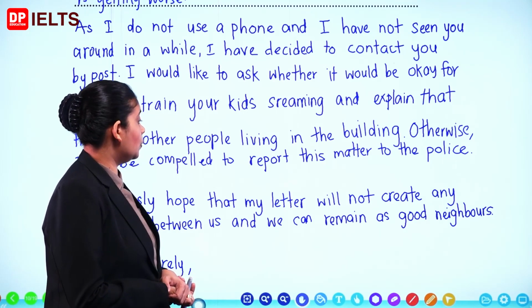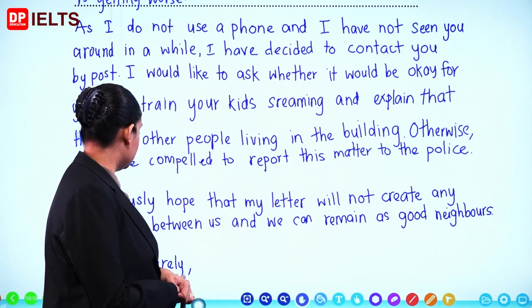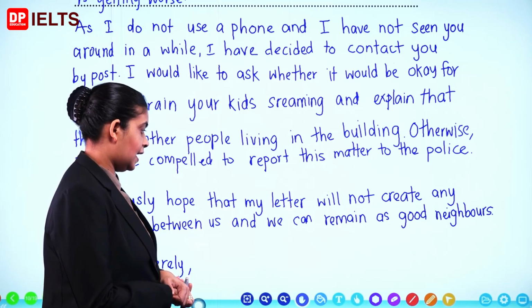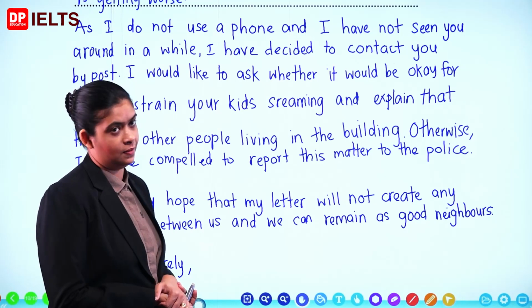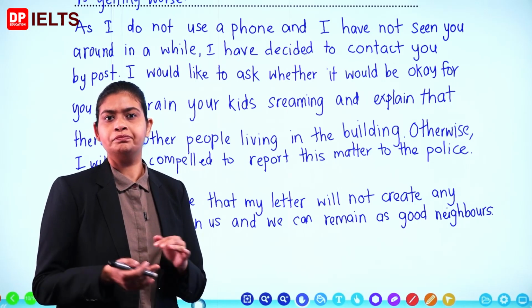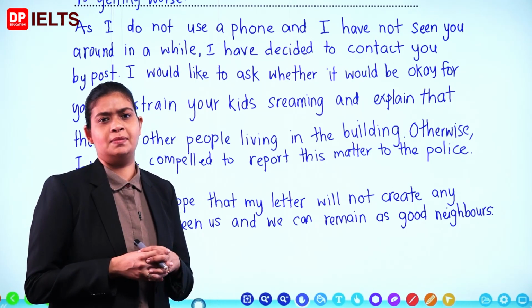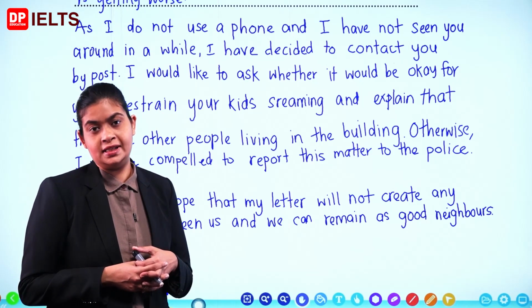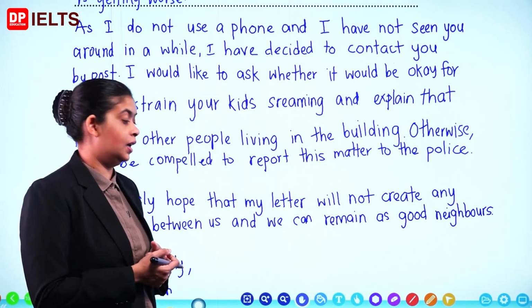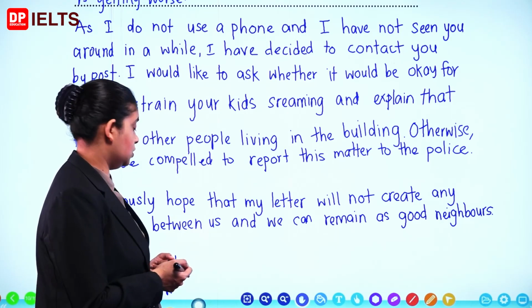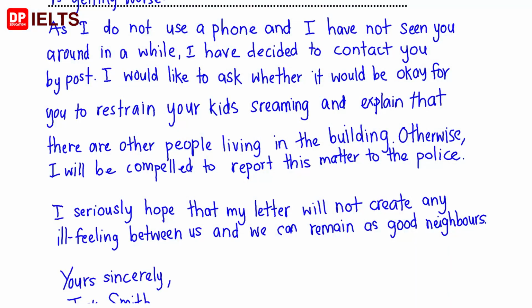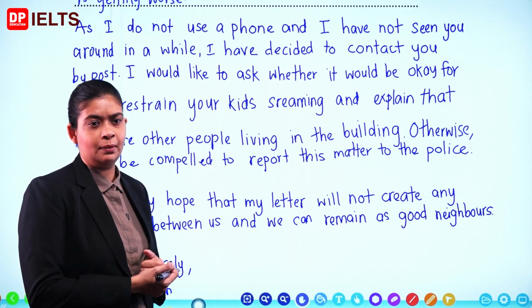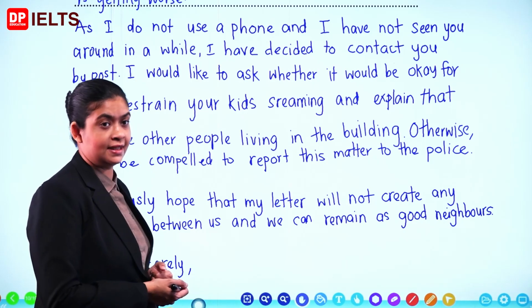I seriously hope that my letter will not create any ill feeling between us and we can remain as good neighbors. මං හිතනවා අපි අතරේ එහෙම කිසිම problem එකක් නැතුව දිගටම හොඳ neighbors හැටියට ඉන්න පුළුවන් වෙයි. ඉතින් ඒකේ අස්සම් කරලා තියෙන අන්තිමට yours sincerely Jack Smith කියලා. Right? ඉතින් ඒ තමයි ලියලා තියෙන complaining letter එක.